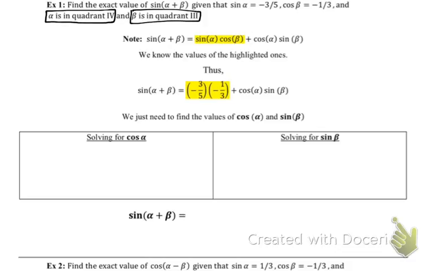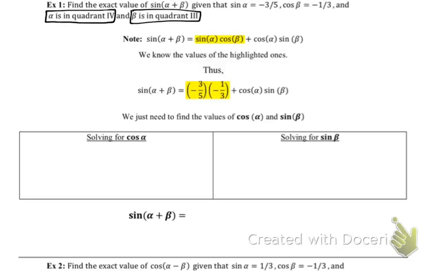That's important to know. The first thing you're going to do is say sine of alpha plus beta equals sine of alpha times cosine of beta plus cosine alpha sine beta. But you realize the two pieces of information we have, we can already insert those into that equation.